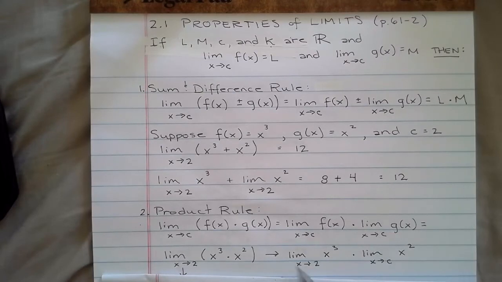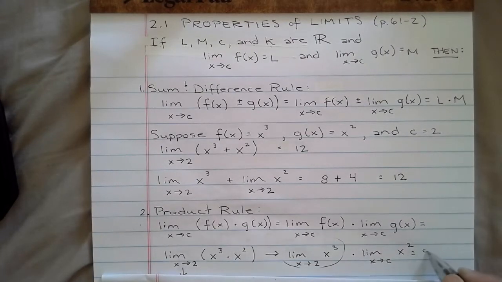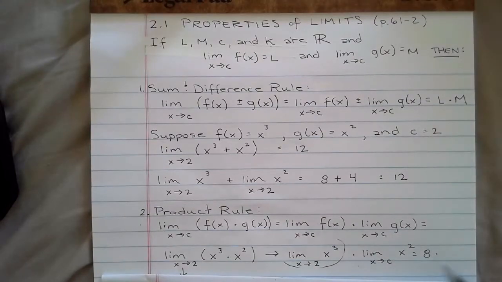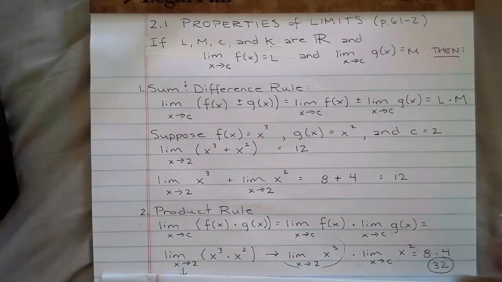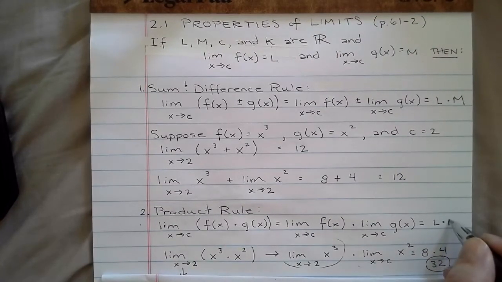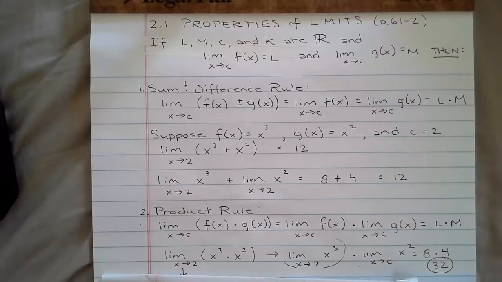And now I can work on these two little limits. This one goes to 8, and this one goes to 4. So I'm getting 32 as the limit. Sorry, I should say we can just multiply the limit of one times the limit of the other.